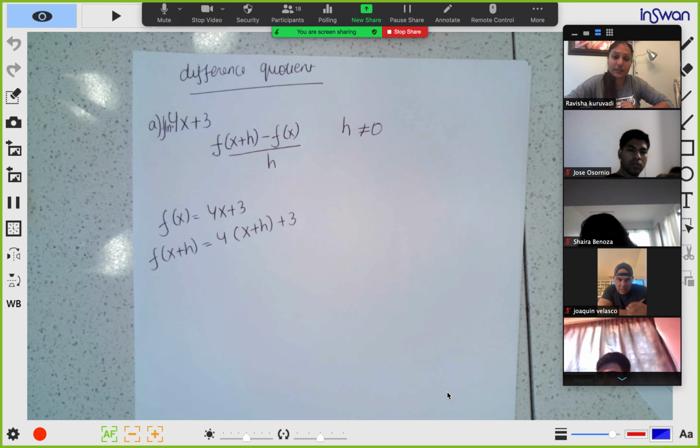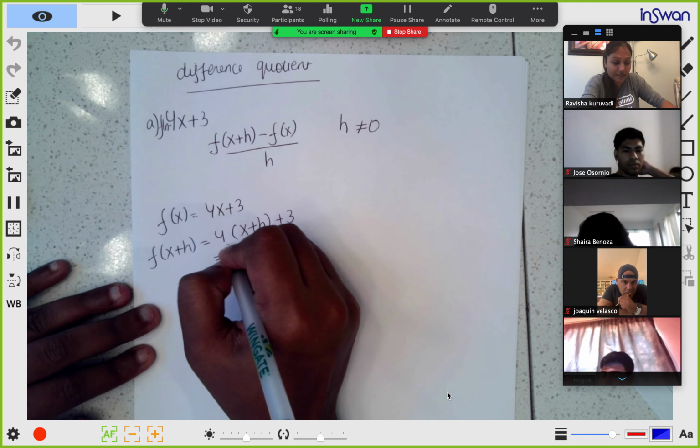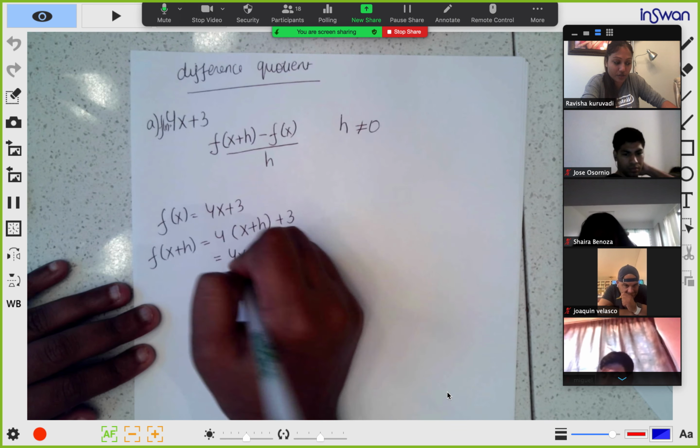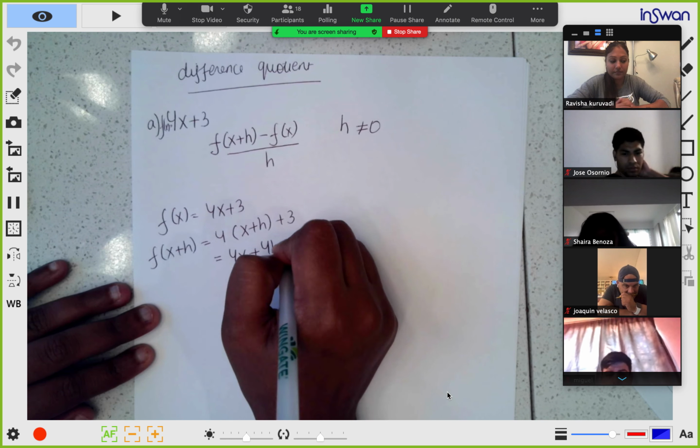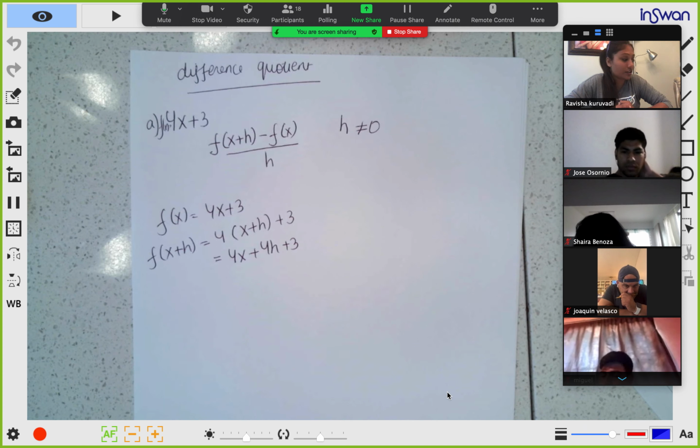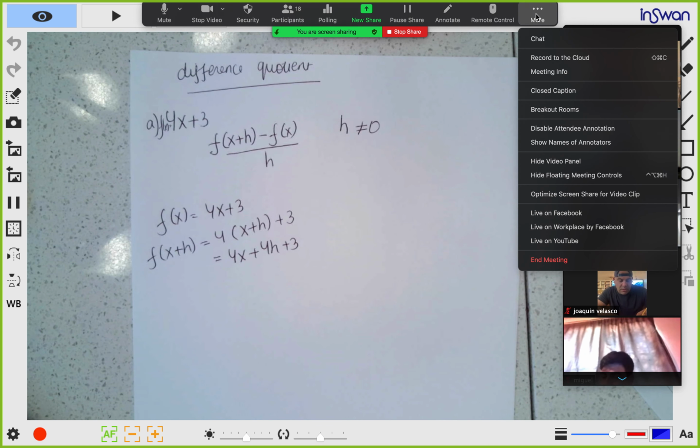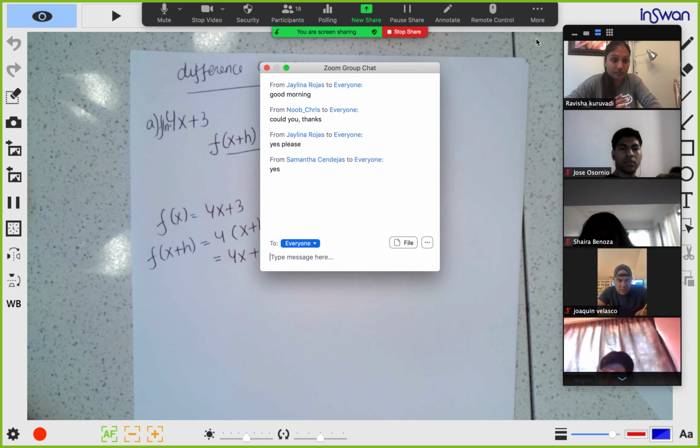You got this. Now solve it. Distribute it. What does it become? 4 times x, 4x, 4 times h, 4h, and plus 3. There are no like terms. You cannot combine anything. Any doubt so far in this part? Or everyone got it?